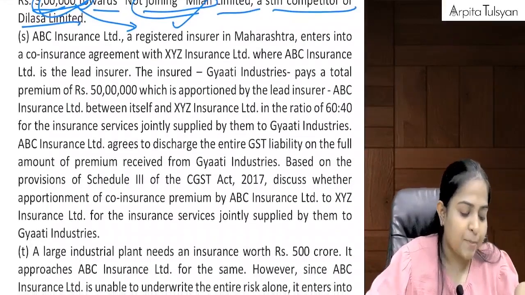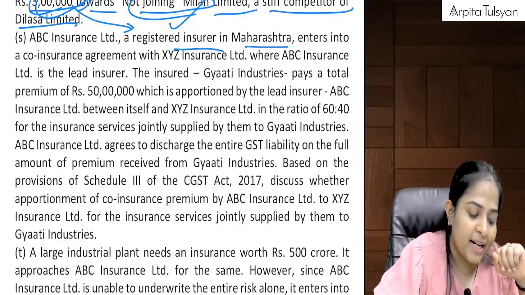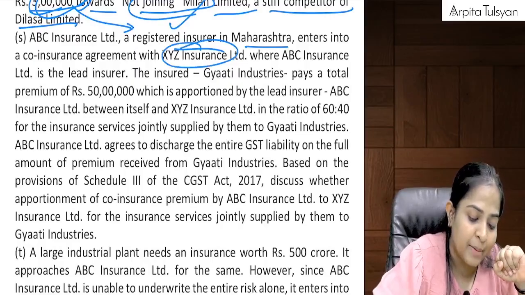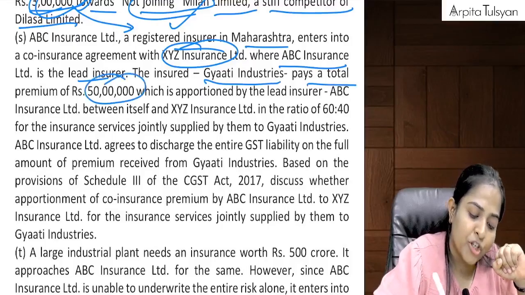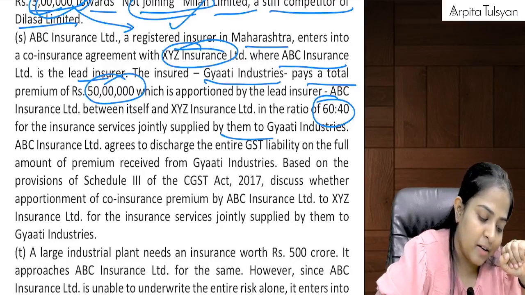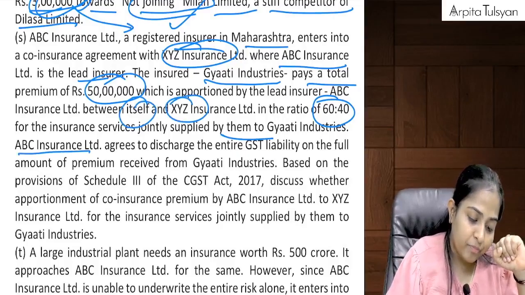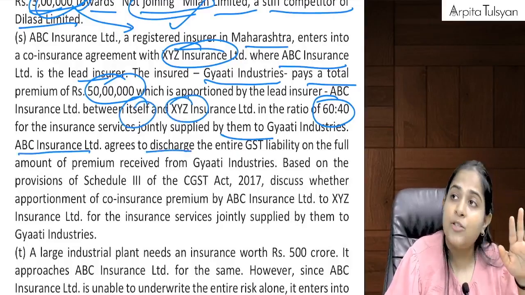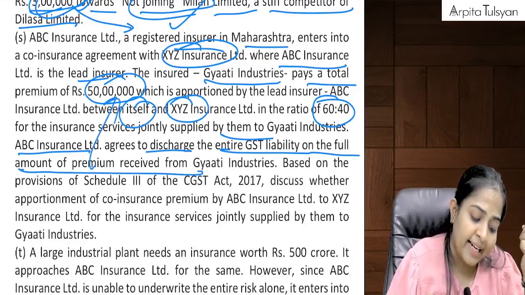Then after that, the next point. Let's do the next point, everyone. ABC Insurance Limited, a registered insurer in Maharashtra, enters into a co-insurance agreement with XYZ Insurance Limited, where ABC is the lead insurer. The insured, Gyati Industries, pays a total premium of 50 lakh, which is apportioned in the ratio of 60-40 for the joint services provided between the main insurer and XYZ Insurance. ABC Insurance Limited, that is the main company, agrees to discharge the entire GST liability on the full amount, which means it is paying full GST on the entire 50 lakh rupees.